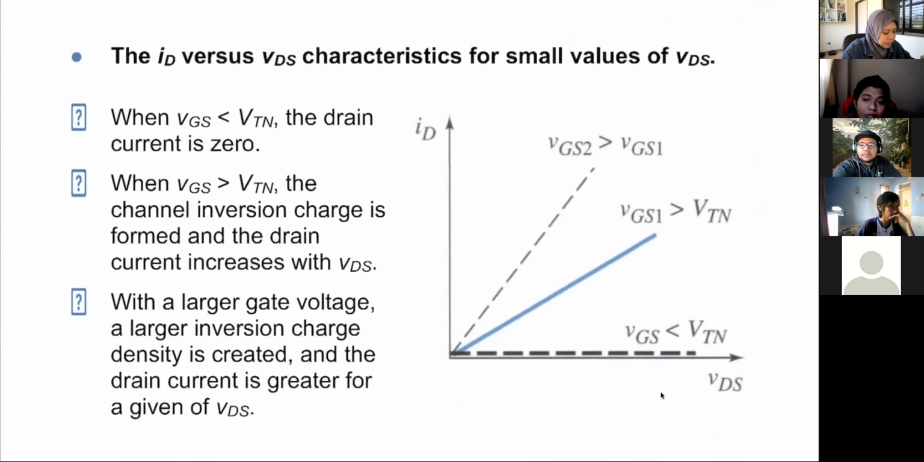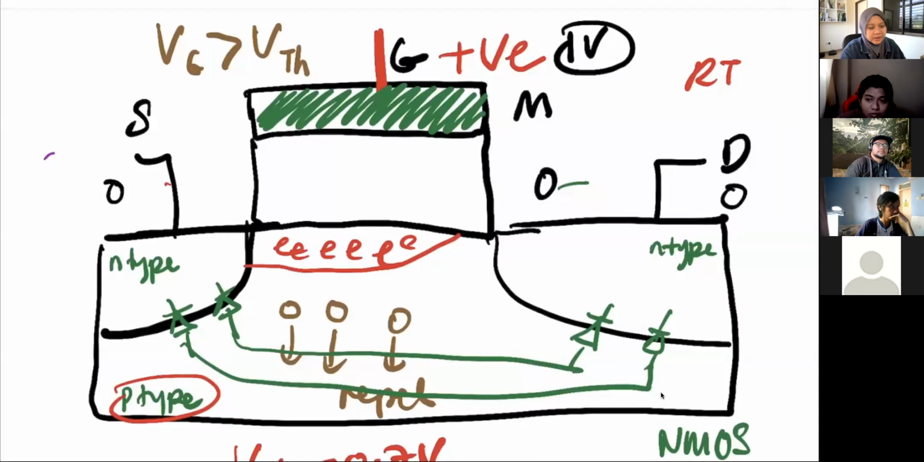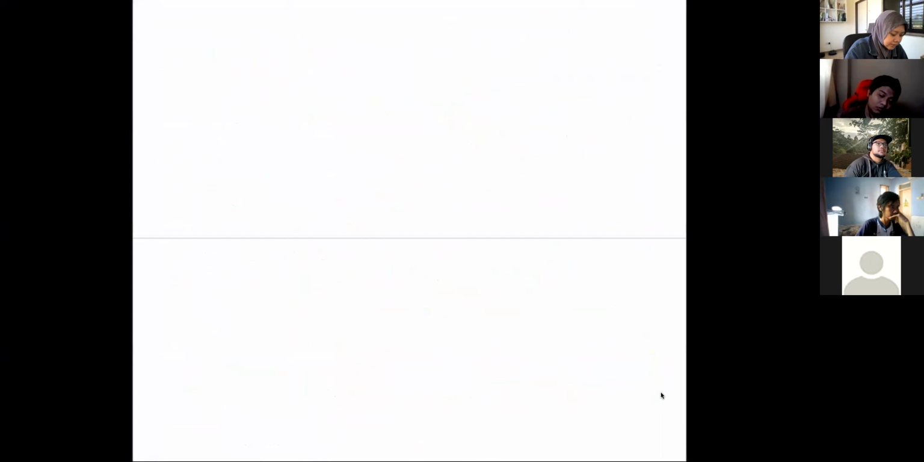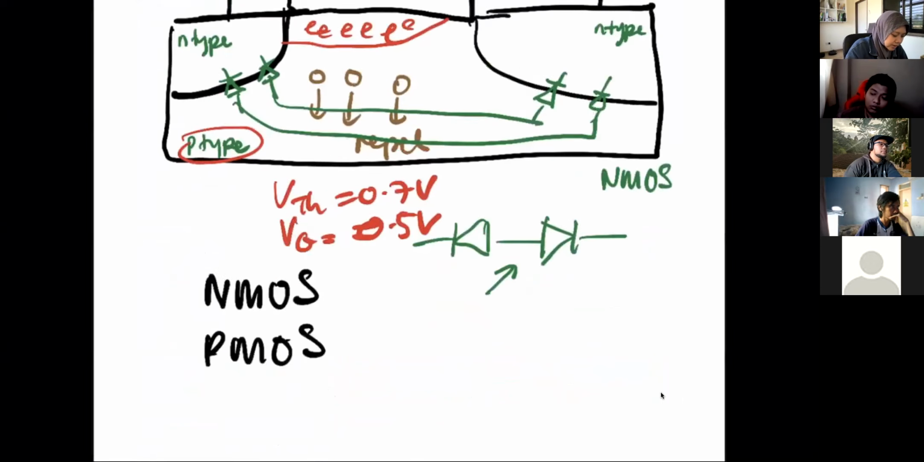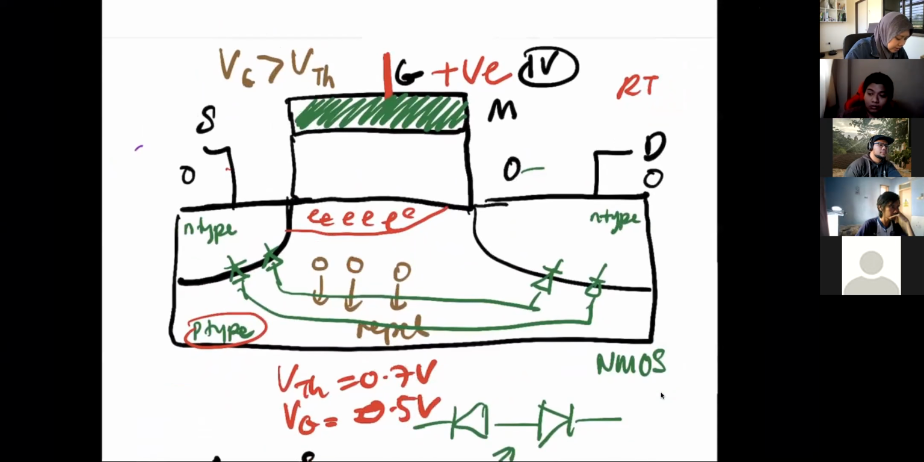All right. So let's go to my. All right. This is what we talked last time regarding how you get the inversion channel by applying a gate voltage which is greater than threshold.